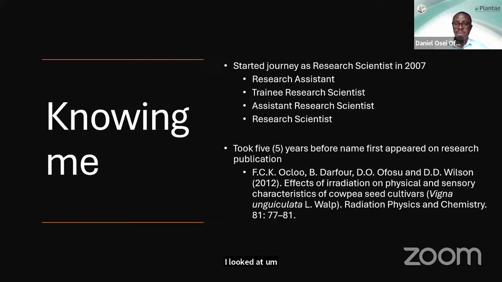I started my research journey as a research assistant in 2007. Then I progressed to become a trainee research scientist, then an assistant research scientist, and I'm now a research scientist. But in that time, it took me 5 years before I found my name on a publication.